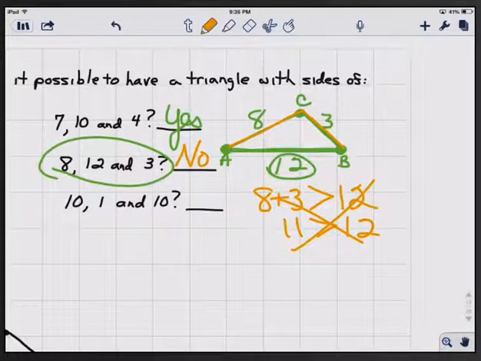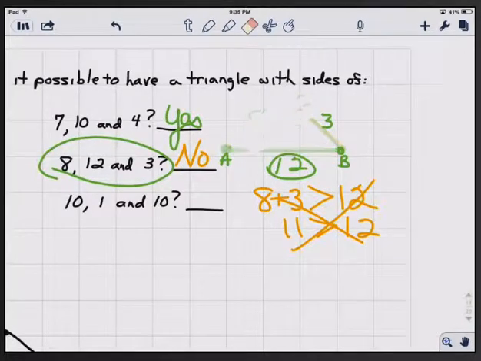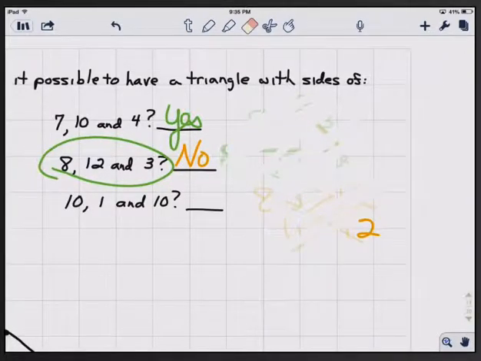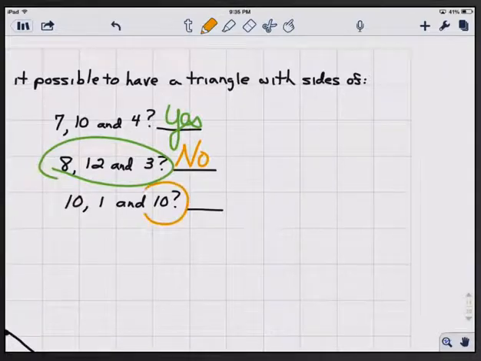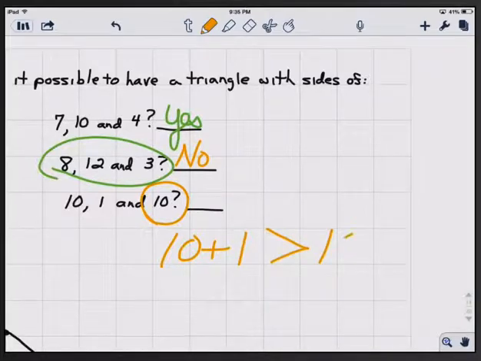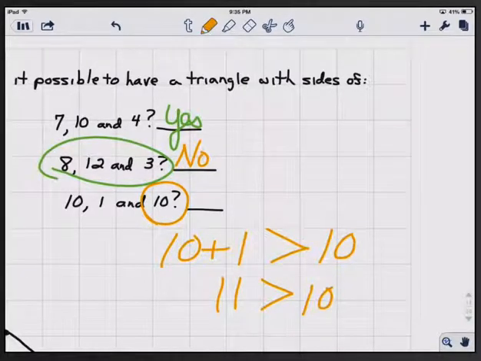It just doesn't work. For the last one, a lot of people tend to get confused when you have two sides that are the same, because what I stated when we did each of the two previous problems, I said you want to take the longest side. Well, there's two 10s, so which side is the longest? Either one of them. And take the sum of the other two values, and that sum is supposed to be greater than the side you're saying is the longest. And 11 is greater than 10. So therefore, yes, it is possible to have a triangle with sides of length 10, 10, and 1.